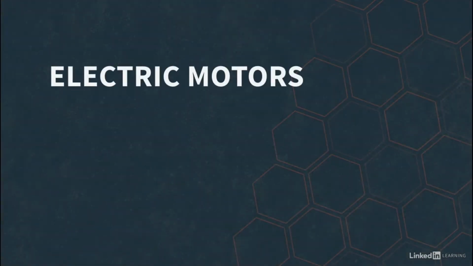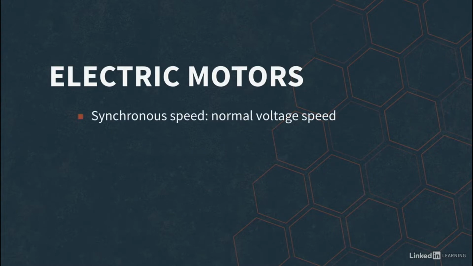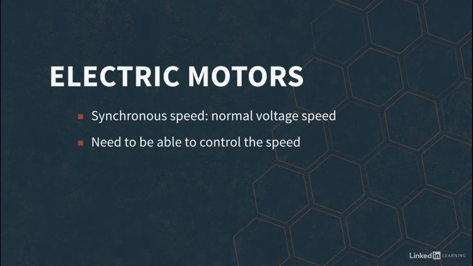You see, all of these motors have a set speed, also known as synchronous speed. That's the speed at which the motor is designed to run when the full normal voltage is present. But sometimes, the speed of the motor does not match the exact application or work that we want to accomplish. We need to find a way to slow the motor down, and in most cases, control the speed so that we can get the work done efficiently and sometimes in step with other processes.